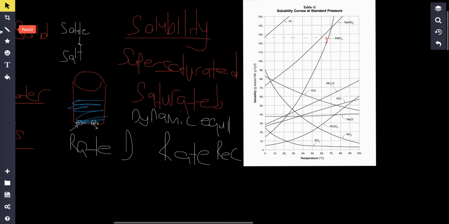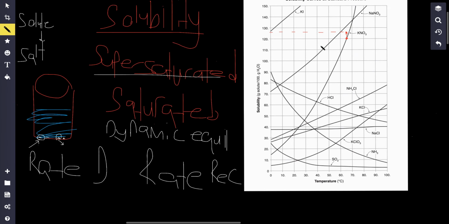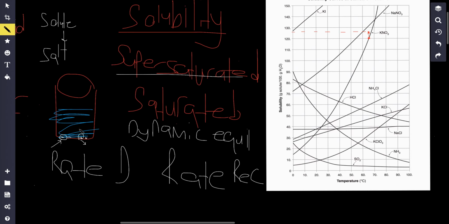Now, in a supersaturated solution, we have way too much salt. Our water essentially cannot handle the amount of salt that we have, right? We have dissolved too much salt in my water than my water can actually handle. And what you'll see is a lot of crystals this time. The rate at which the salt recrystallizes is now greater than the rate at which the salt dissolves.